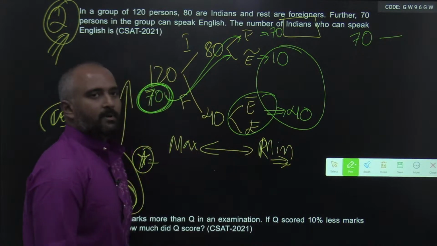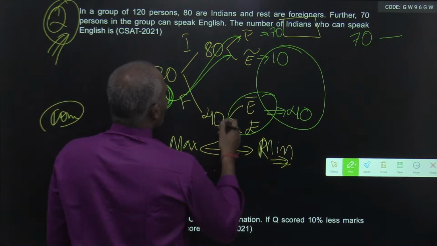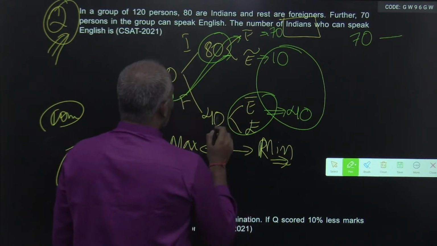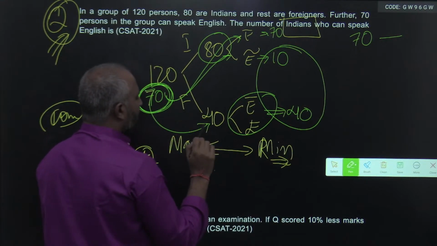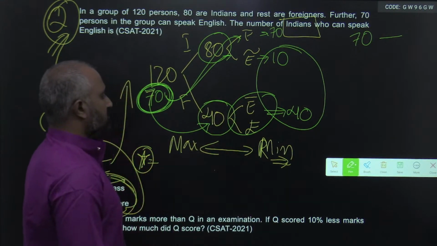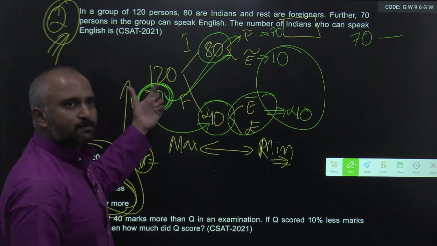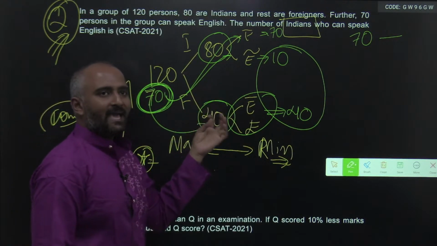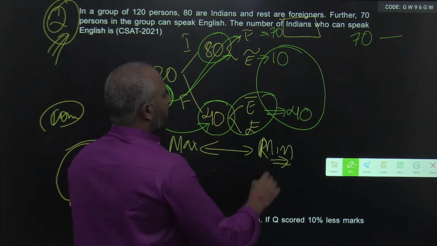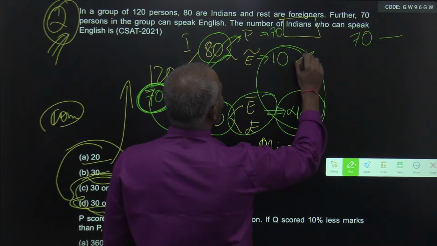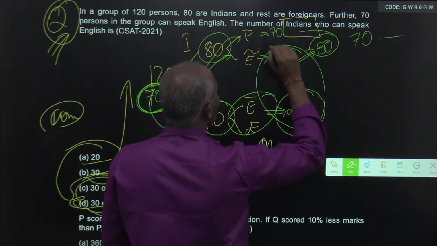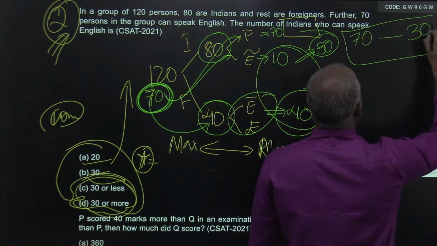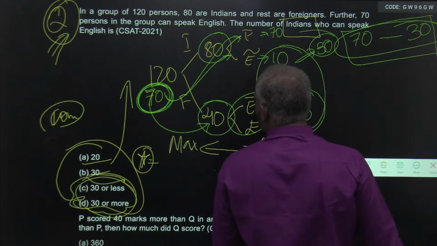Now find out the minimum case. For Indians speaking English to be minimum, I have to allocate this 70 maximum possible to foreigners. Out of this, the maximum number of foreigners that can be allocated is 40 only. That means at the minimum 30 Indians speak English. So the number of Indians who can speak English varies between 30 and 70.